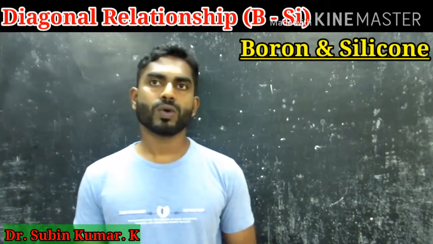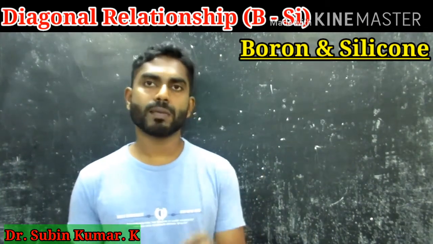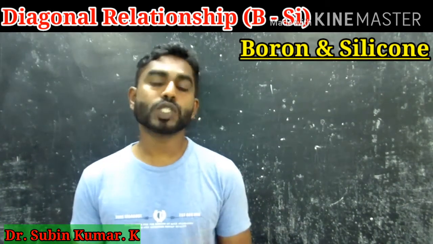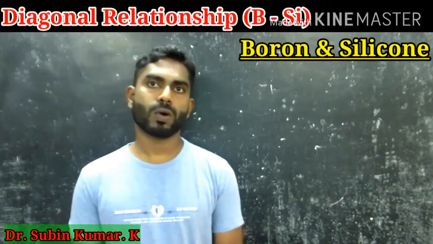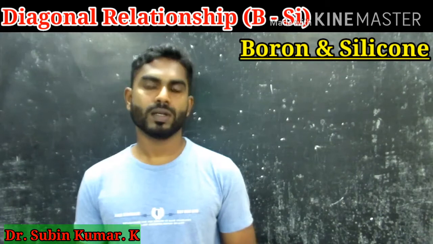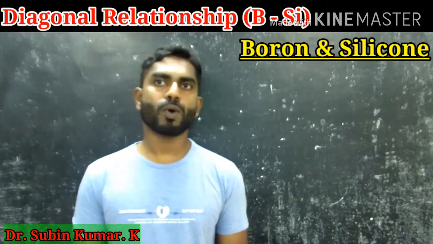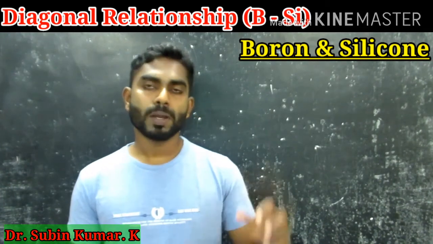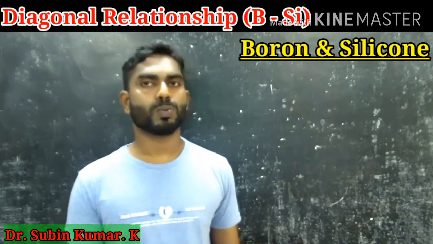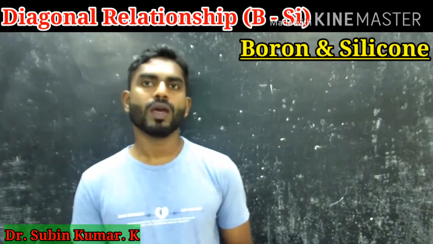Next we are going to discuss the diagonal relationship between boron and silicon. Boron shows diagonal relationship with silicon of group 14. Boron shows striking similarities with silicon in properties. Some points of similarity are mentioned below. Boron is in the 13th group and silicon is in the 14th group.